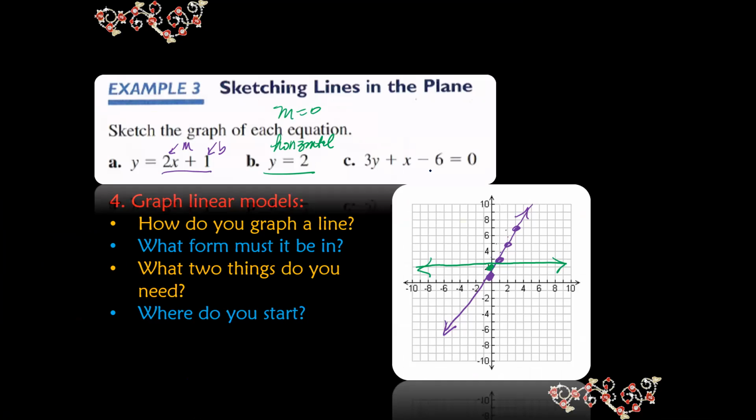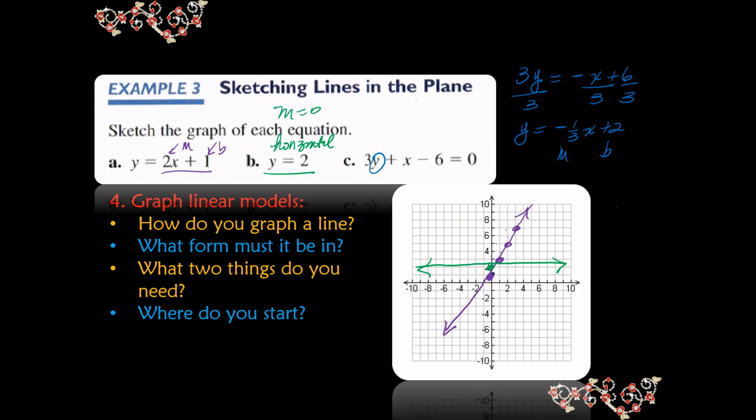This one here is actually in standard form or maybe general form. You need to put this in slope-intercept form. So I want to isolate the y. I have 3y equals negative x plus 6. You want to divide it by 3 on everything. So y equals negative 1/3 x plus 2, in which case your b is 2 and your slope is negative 1 over 3.